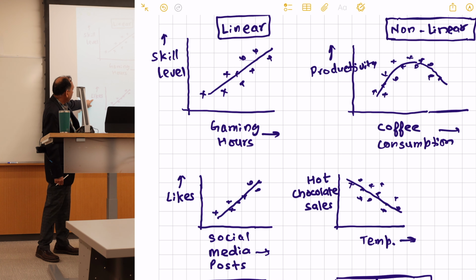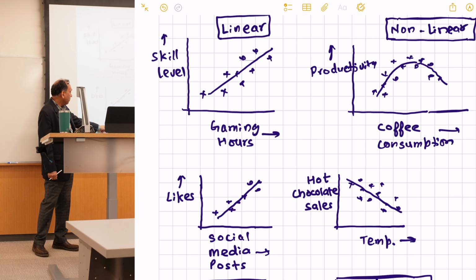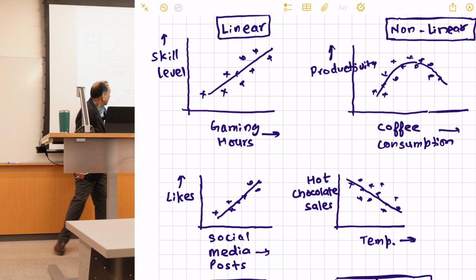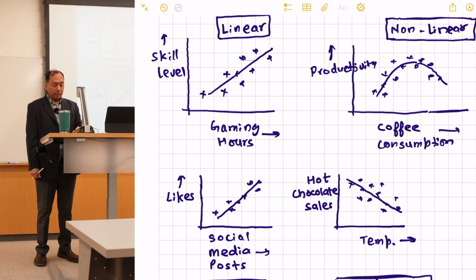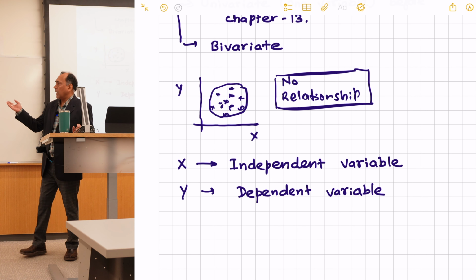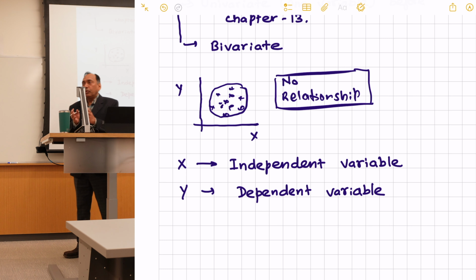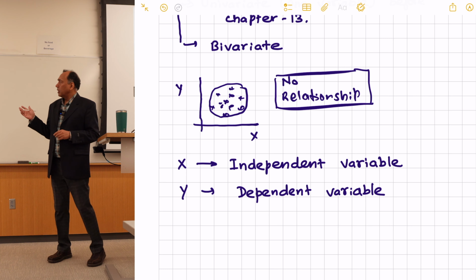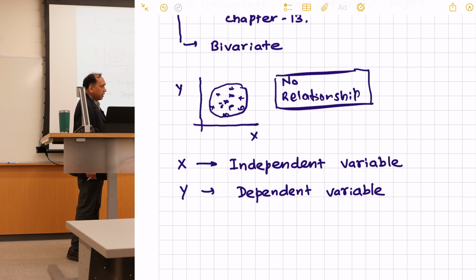Because skill depends on this, that's a dependent variable. Similarly, how many likes you get depends on how many social media posts you make. So likes is a dependent variable and social media posts is an independent variable. How much hot chocolate sales we get depends on temperature. So temperature is independent and sales is the dependent variable. So we always use those two terms. Sometimes independent variables may just be called x variable or input variable, and the dependent variable sometimes people call response variable, but these are the most common names.